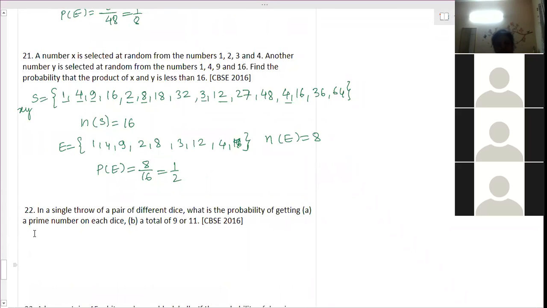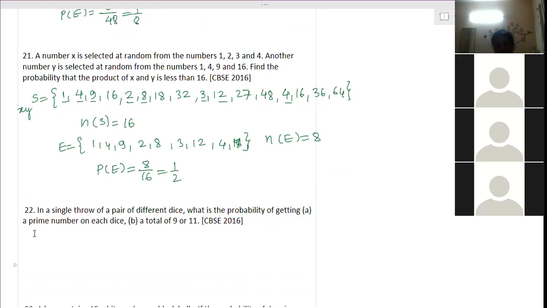These are all board questions. In a single throw of a pair of dice, different dice, what is the probability of getting a prime number on each dice?